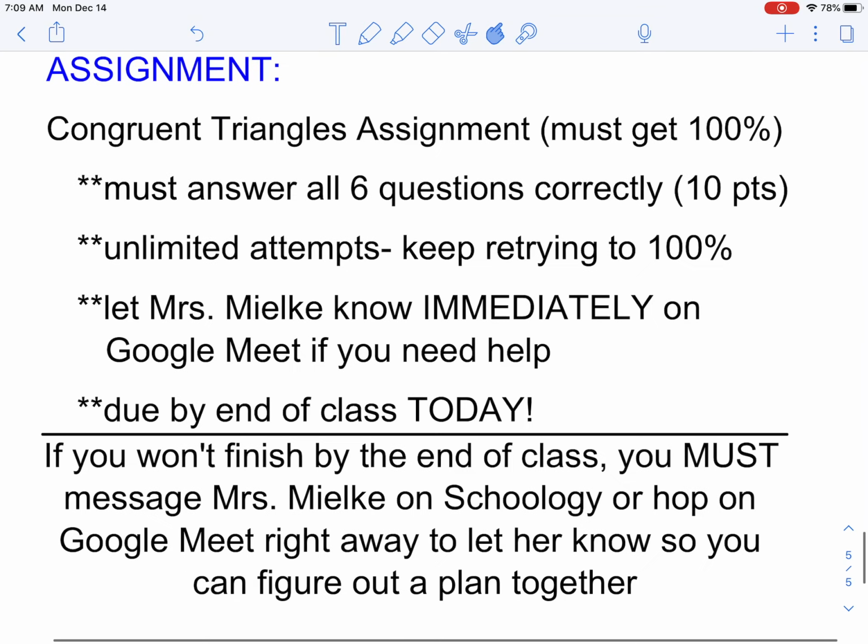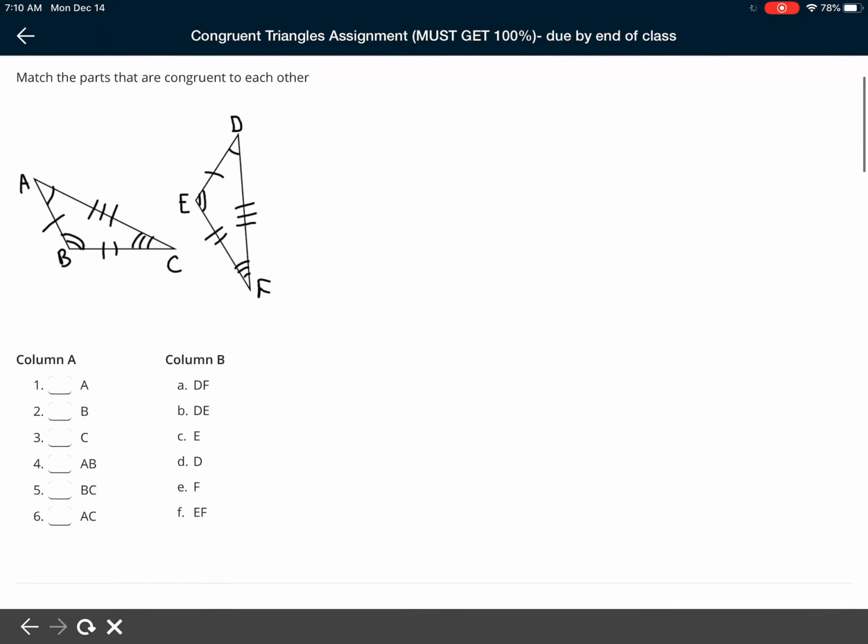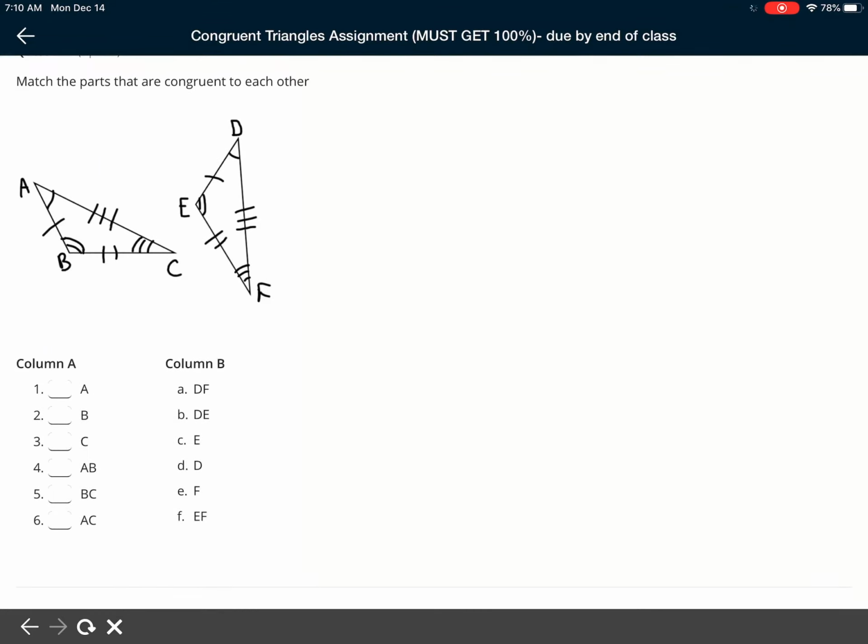So your assignment is called the Congruent Triangles assignment. You must get 100%. It's 6 questions total with 10 points being how many points you get for it. Make sure you get 10 out of 10 before you stop. Make sure you're letting me know immediately if you, well, let me show you it really quick. So this is what it's going to look like. So your first 2 questions are just going to be you matching. So you just match up A, B, and C with the side. So again, it's not going to have an angle sign in front. It's not going to have a segment line on top. So you just need to pretend like they're there.